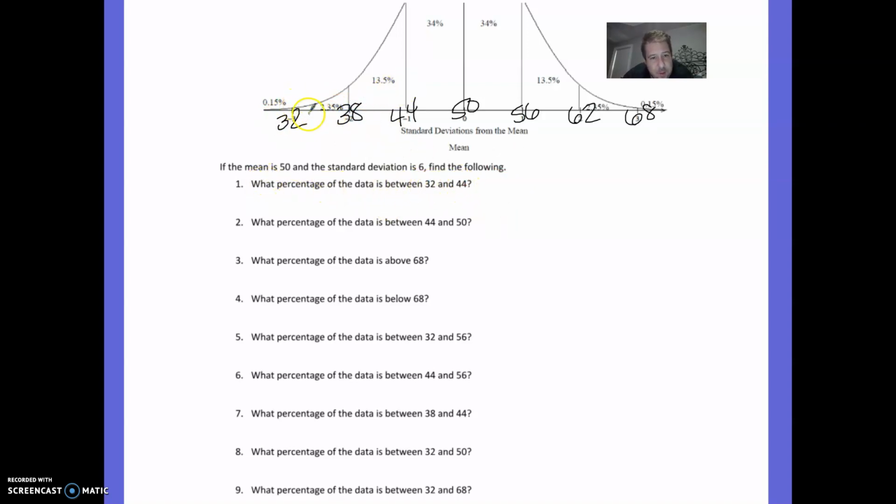So I'm going to count these two categories together. So that's 2.35 plus 13.5. Add those two together, you get 15.85%. What percentage of data is between 44 and 50? Well, 44 is this line, 50 is this line, and that would be exactly 34%. That's just this one group.